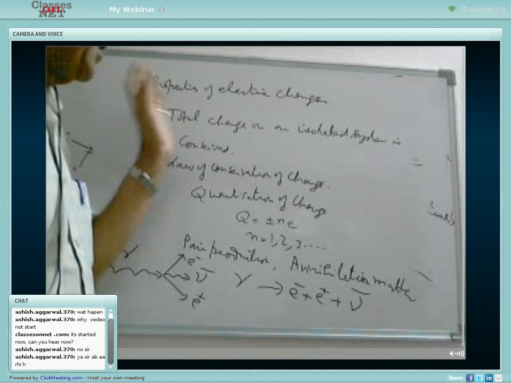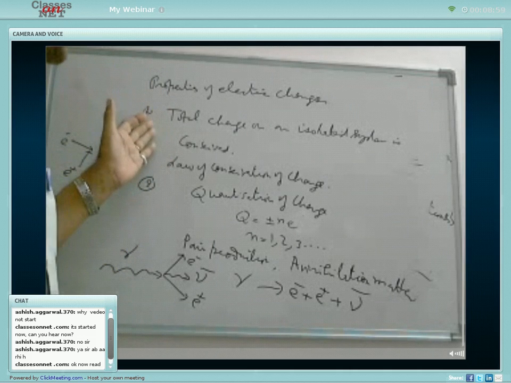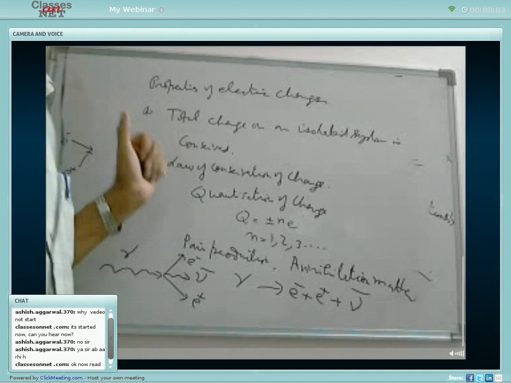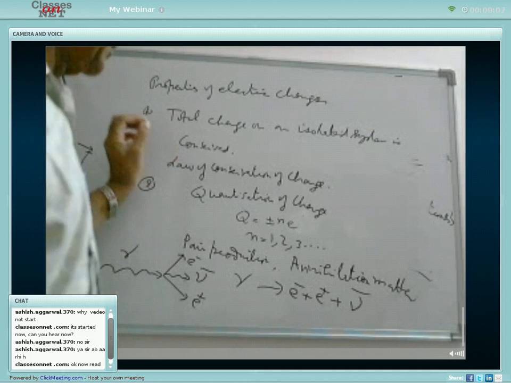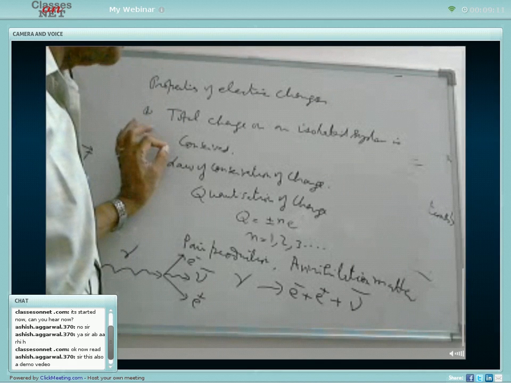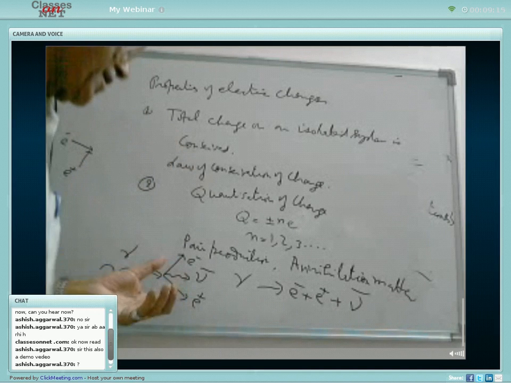The electric charges which we are dealing with have certain properties. One of them is that the total charge on an isolated system is conserved. That means the total charge, positive and negative, on a system is always constant. This is known as the law of conservation of charge.